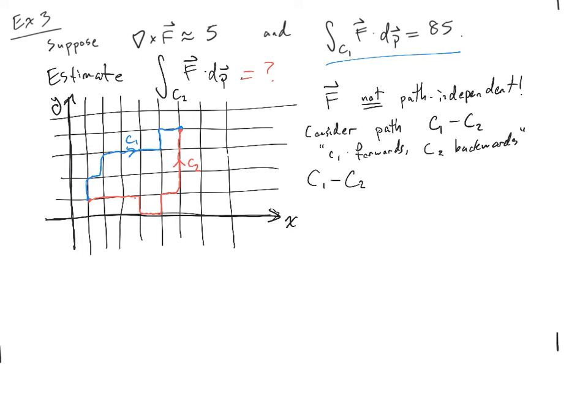So C1 minus C2 is a closed curve, and it's the boundary of this green region. So let's just call that R. Now is where I check myself and I realize C1 minus C2 is a closed curve, and it traverses the boundary of R, but it's doing it clockwise, not counterclockwise.